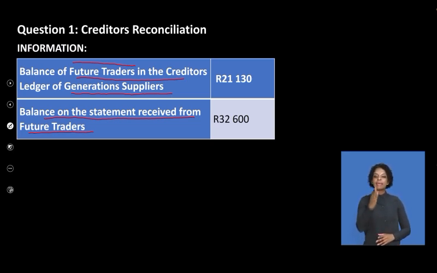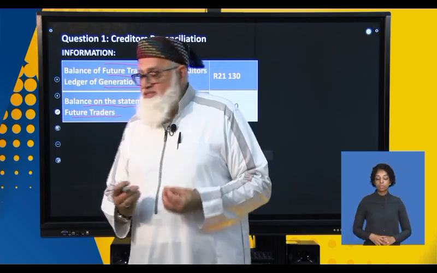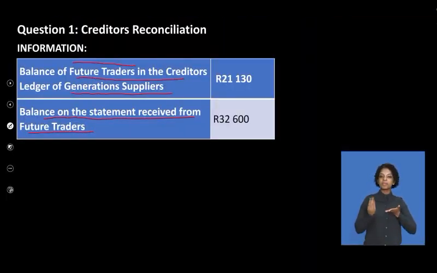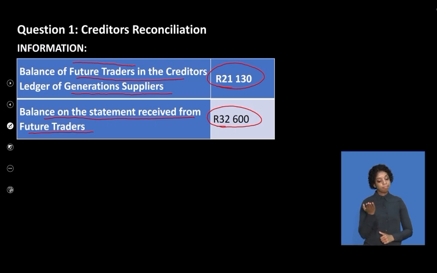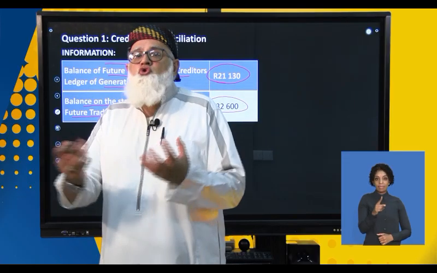So what's Future Traders going to do? They're going to send us a statement. So there's the statement that we are receiving from Future Traders. Now, why the reconciliation? Obviously, look at it. According to our ledger account, we owe them 21,130. That's according to our records. In terms of the statement that we are receiving from Future Traders, they're telling us, sorry, you are owing us 32,600. Obviously, because of a whole host of reasons, the two are not the same.